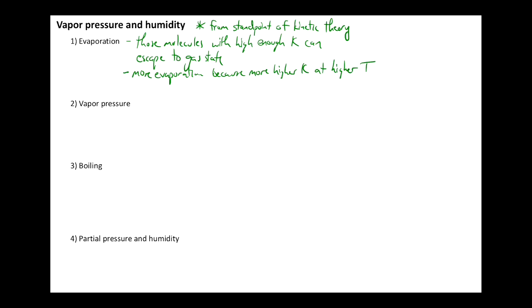But think about what happens. I'm losing some molecules out of my liquid. And I'm losing very specific ones. I'm losing the ones that are the most energetic. So if you think about what's happening here, all of a sudden the average kinetic energy of my liquid drops a little bit every time I lose one molecule to evaporation, which results in this being a cooling process. The reason for that is because I'm losing molecules with the highest kinetic energy. Okay? Evaporation from the standpoint of kinetic theory.